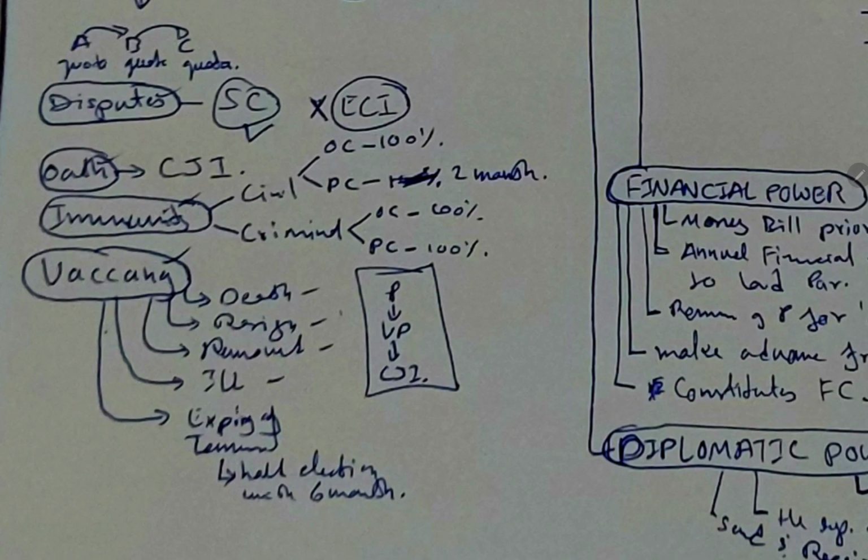Okay, so in case of death, resignation, removal, or illness, the office of the president is taken in charge by the vice president, till the president comes back and continues the office. And till that time, the vice president enjoys all the immunities, all the allowances and everything.